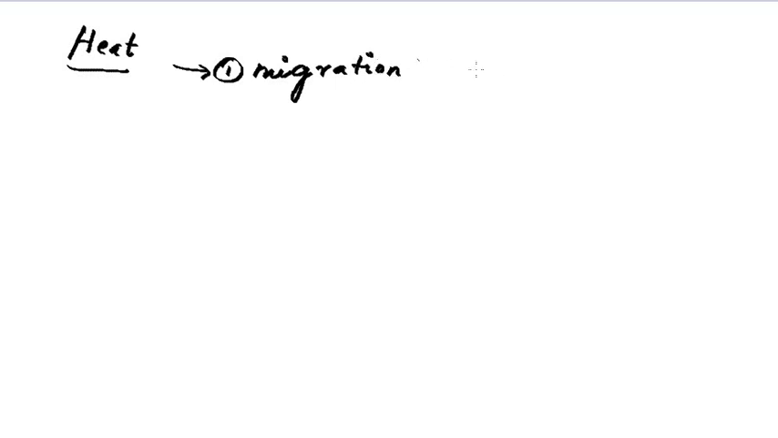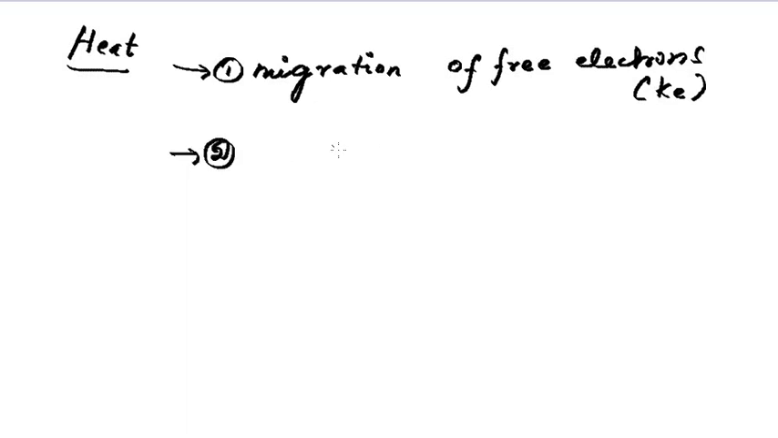Now heat is conducted by two different mechanisms. One is migration of free electrons, and the second one is lattice vibration. So this is how heat is conducted in solids by these mechanisms.